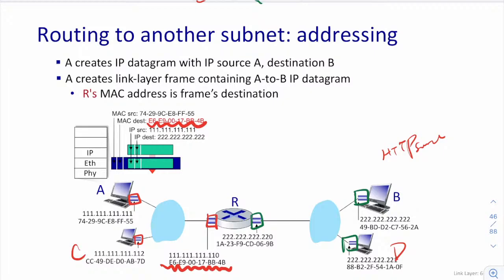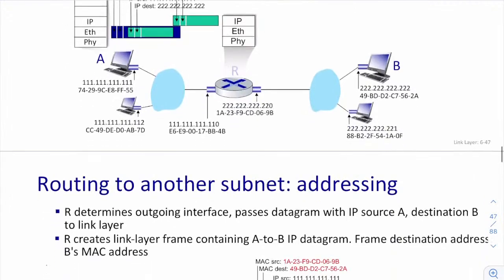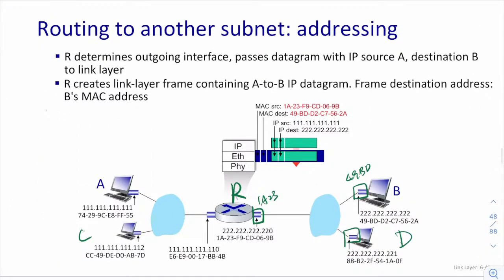Right? So R will later encapsulate this datagram again, but right here you have to see these pages, okay? And then it will pass the datagram to the right hand side, to the green interface card. And at that moment, it will encapsulate again. But the source MAC address right here is this one, 1A. That is R's green interface. And what is the destination MAC address? That is 49BD. That is B's MAC address.